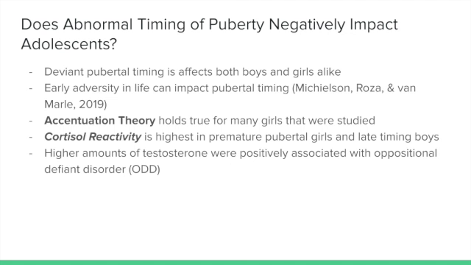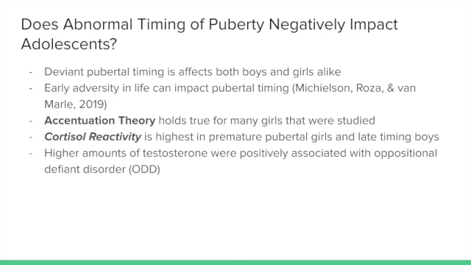So if you have some sort of emotional trauma that happens when you are young, oftentimes puberty comes on a bit earlier. But the accentuation theory says, well, when puberty comes on earlier, that brings up more emotional and behavioral trauma from the past. So it's kind of a vicious cycle that some kids, unfortunately, cannot necessarily gain a hold of. They went on to show, too, that cortisol reactivity is highest in premature pubertal girls and late timing boys.